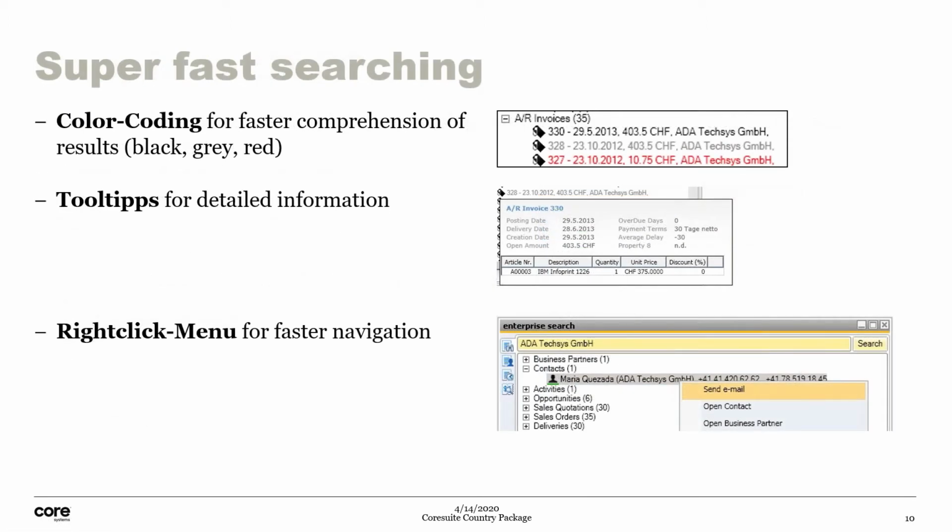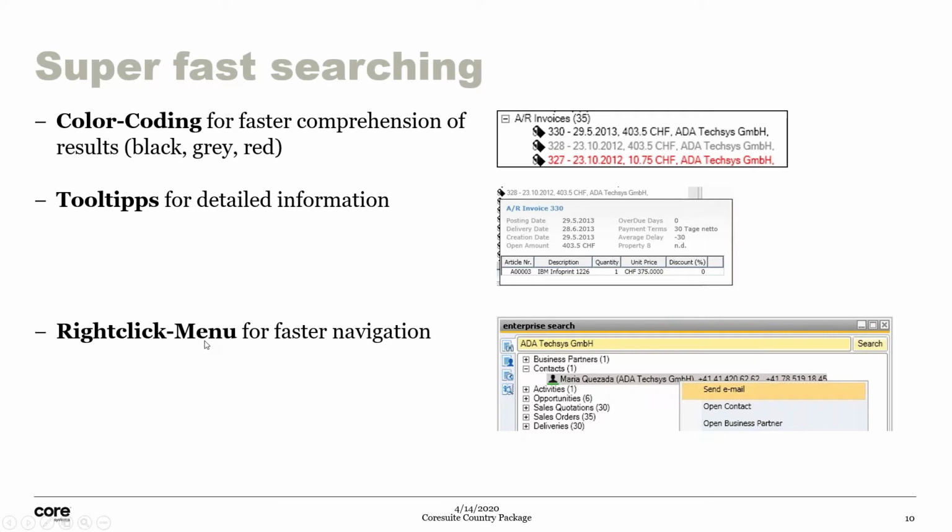And also we are working here with color coding for faster comprehension. Here is an example with an invoice. Black means this is an open invoice that's just still not paid, but everything is correct in regards to the payment terms. Gray means it's already paid, and red means it is overdue. And you have tooltips by hovering over the single documents, and you can also navigate quickly via right click.